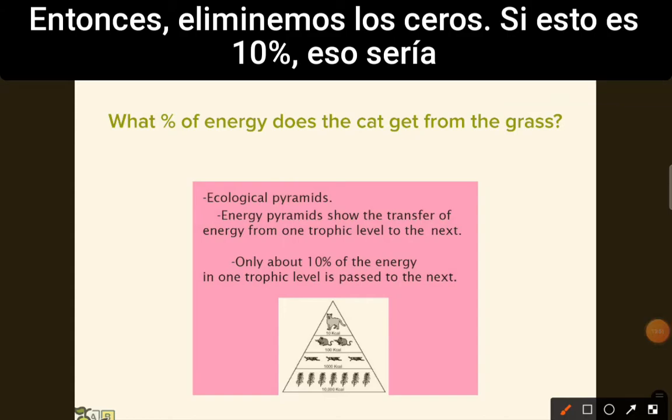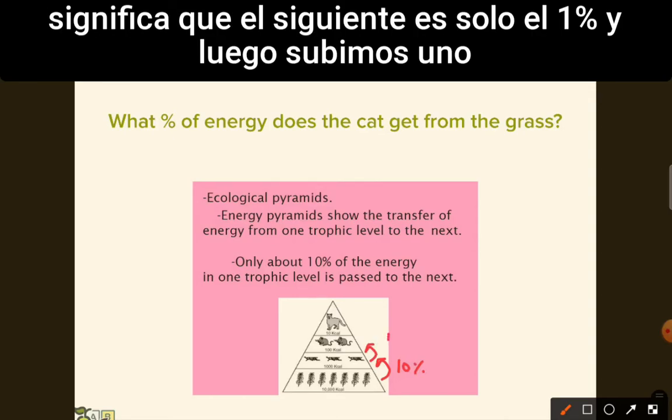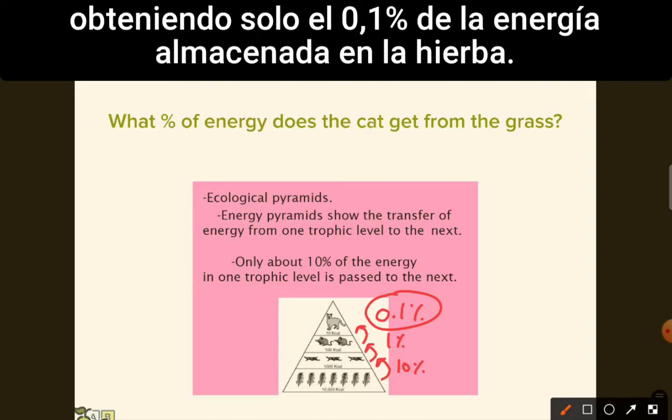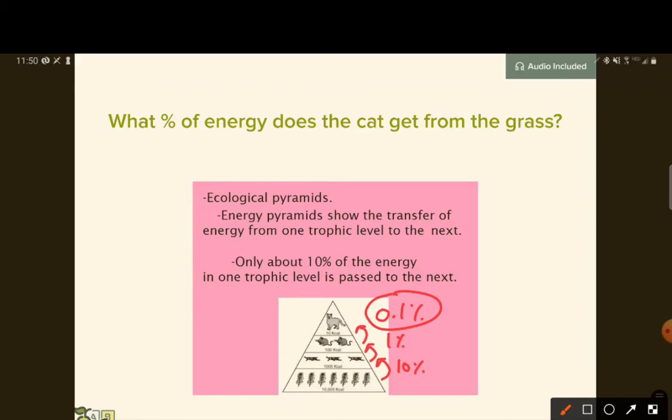If this is 10%, that would mean the next one is just 1%. And then we go up one more, we move over another 0, that's 0.1%. And so the cat is only getting 0.1% of the energy stored in the grass.